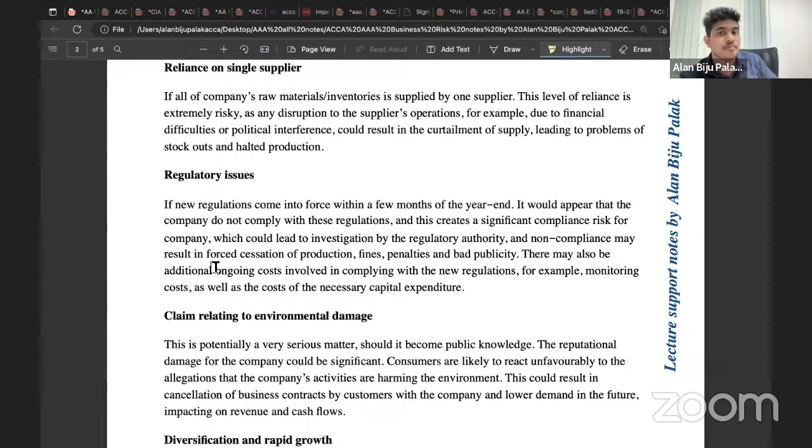Again, if they do not comply with the law and regulation, what will happen in that case? They might need to face penalties and fines due to the non-compliance with law and regulation. Clear? Okay. So if they comply with the law, they might need to spend on capital expenditures, or if they're not complying with the law, they might need to spend an amount on fines and penalties.